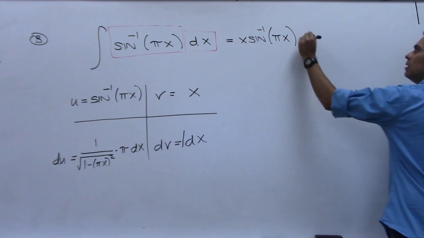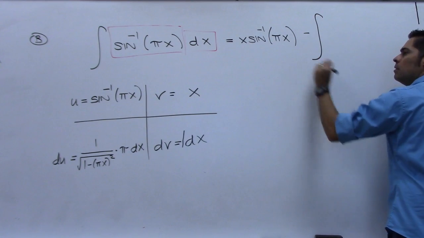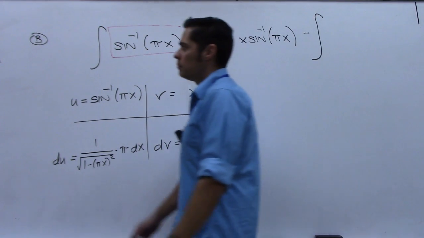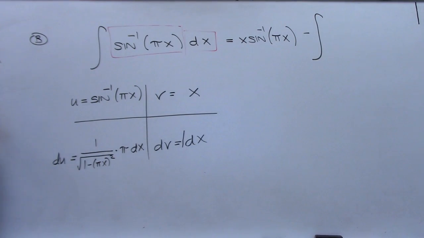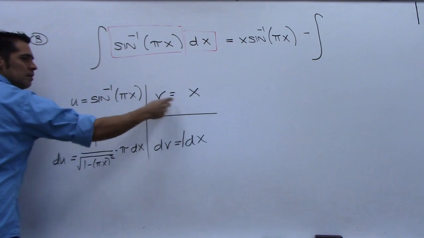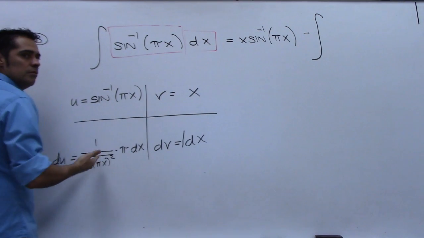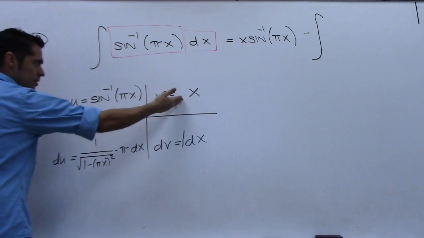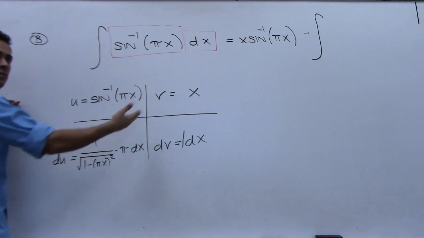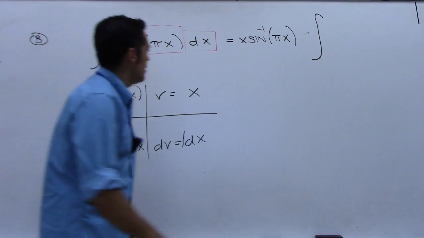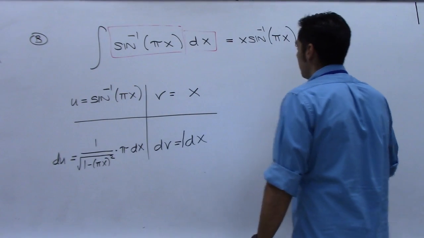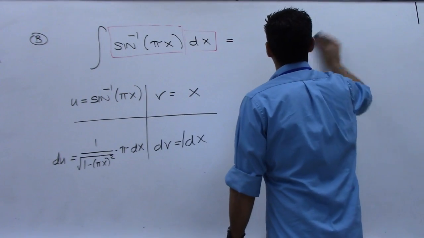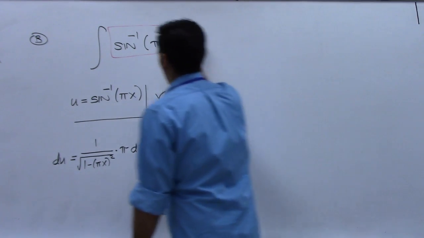Minus integral voodoo. Ultraviolet, this times this, minus integral of voodoo, this times this. Oh my goodness. This times this, right? Oof. I think I'm running low on room here. I think I'm going to move the whole thing over.